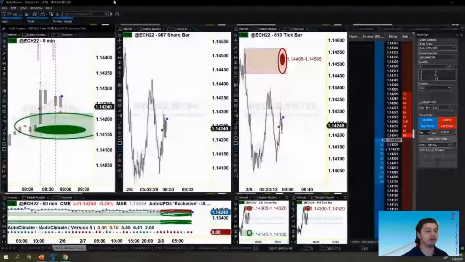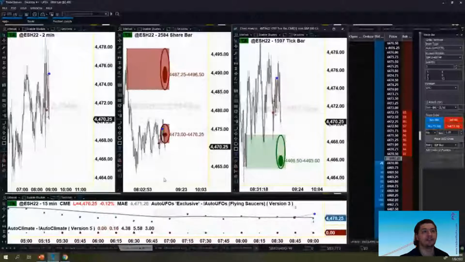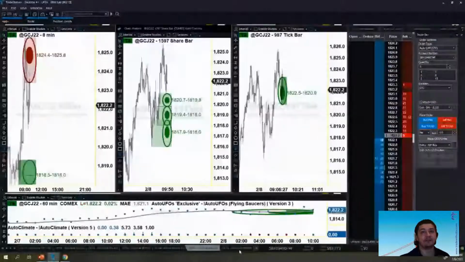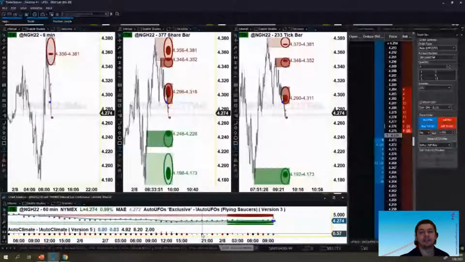All right, folks. Sorry about that. I'm back. All right. How do we do? Oof. Looks like the ES stopped out. Looks like the NG also stopped out. Wow. And yeah, still a confirmed climate. Just went touch and go.